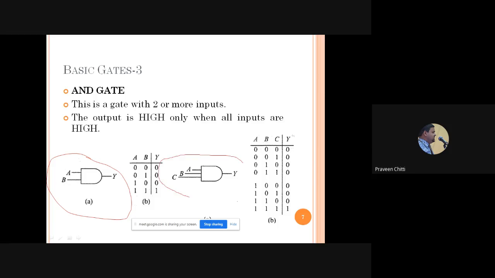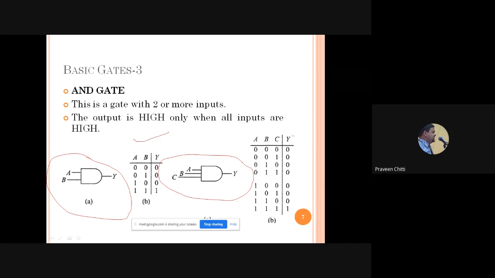Similarly, how many inputs does this have? 3 inputs: A, B, C, and single output Y. These are the symbols of the AND gate, which can have 2 or more than 2 inputs and a single output. The important characteristic of the AND gate is that the output is high only when all the inputs are high. Even if one of the inputs is low, output will be low. That's what is shown in the truth table.